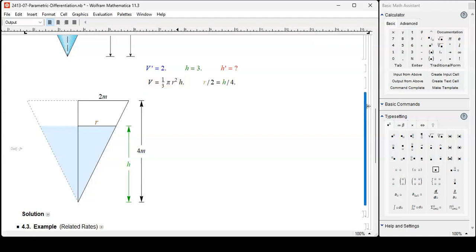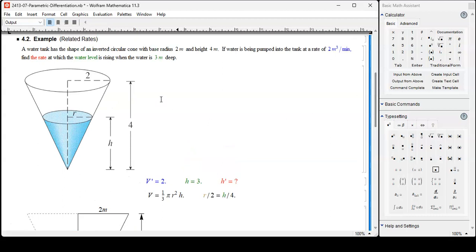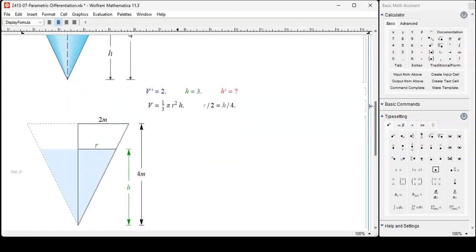I should eliminate R. The reason is, look at the original problem here. The original problem gave me V prime and H, and I'm looking for H prime. It doesn't say anything about R. We need the relation between V and H. That's why it makes sense to remove R. So let's remove R from here.